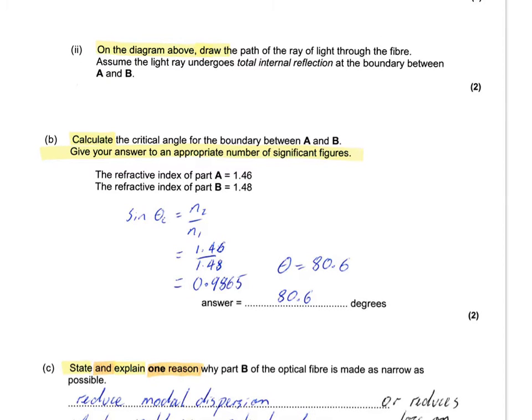0.9865. And then with that value of sine, I've used the inverse sine function on the calculator to find that the critical angle is 80.6 degrees. My data is all to 3 significant figures here, so I've given my answer to 3 significant figures.